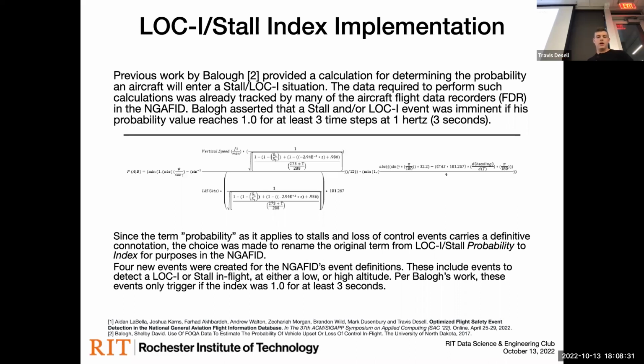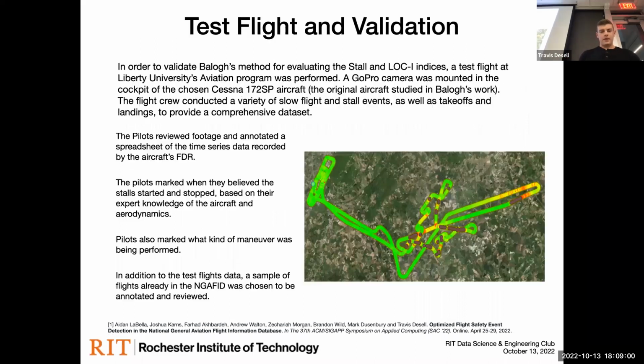Or if one is above a certain amount for a certain amount of time. And for us, Shelby Ballou, who was the creator of this equation, his assertion when he came up with this work was that it would be 1 for at least 3 time steps. So we were able to create that definition as a JSON object and get a bunch of events out of it. Now, here was probably one of my favorite parts of this entire project: we got someone to go out and test it.